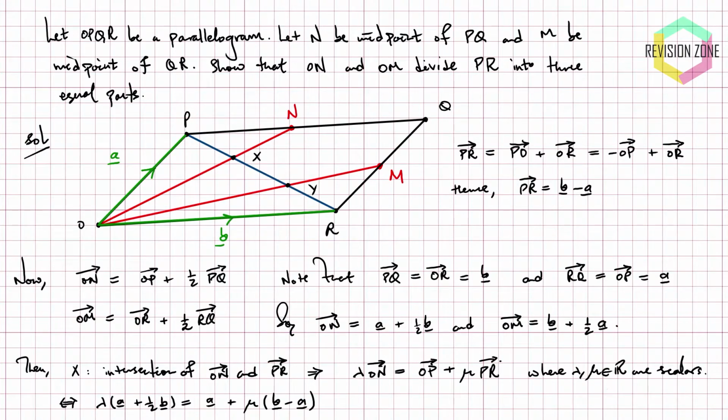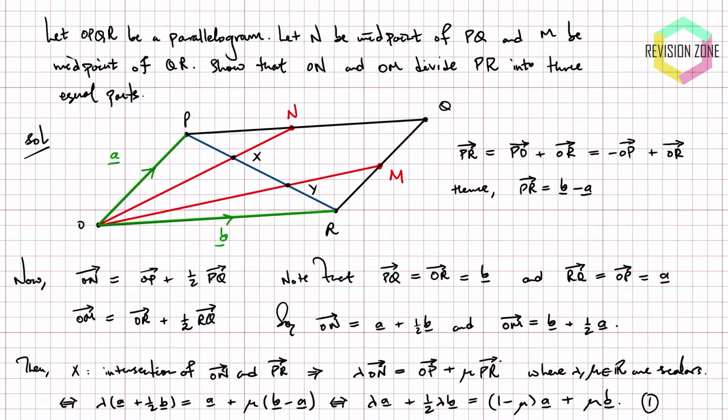And we can tidy this up. We can essentially expand that lambda into the bracket. So we get lambda A plus a half lambda B, which is what we have here. And this mu can also be expanded into this bracket, which will give us mu B minus mu A. But the minus mu A would combine with this A. So I'm going to get 1 minus mu all in front of my A. And then the mu B is going to be by itself. Okay. So this is the first equation. So onwards with the question.